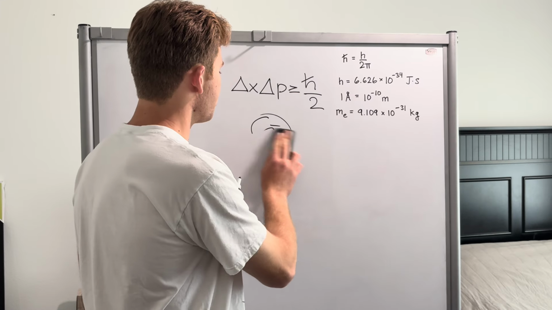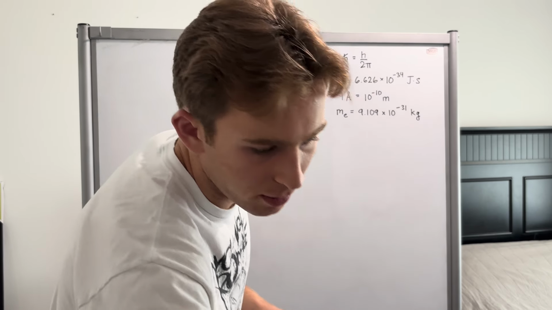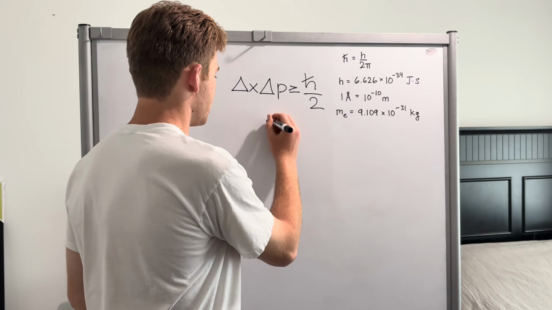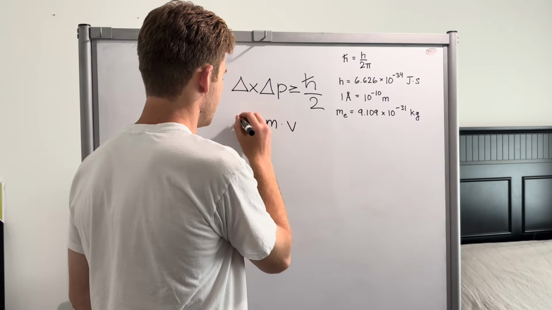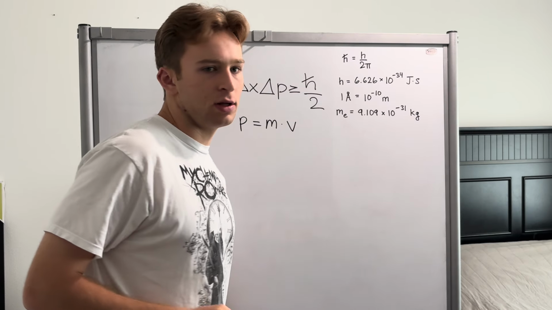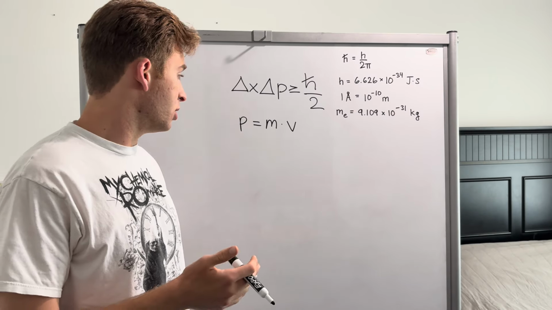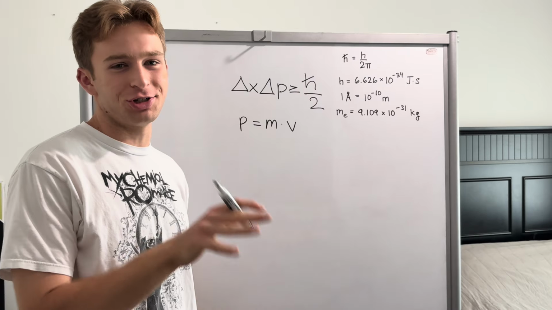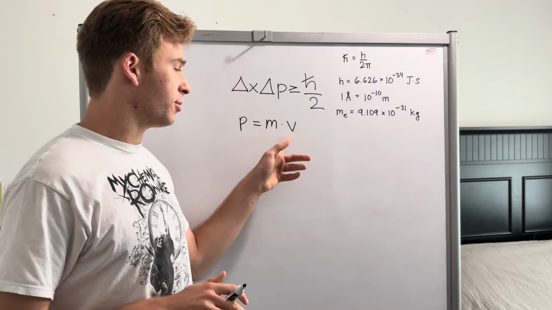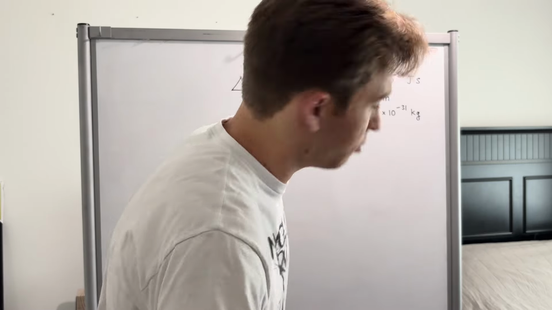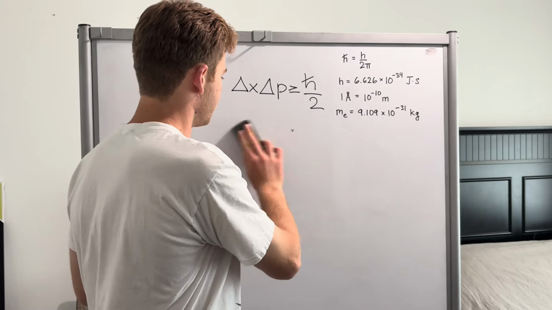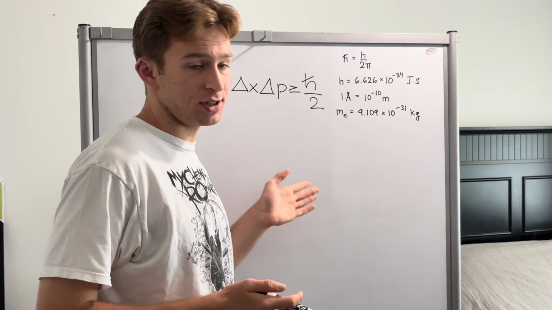Now, what is momentum? Well, it is mass times velocity. And so because you don't know very much about your momentum, you're not going to know very much about your velocity. And what this practice problem was asking is, what is your uncertainty for velocity?